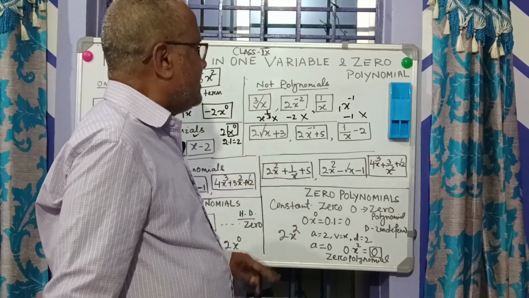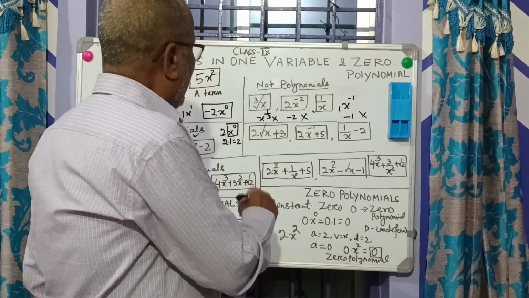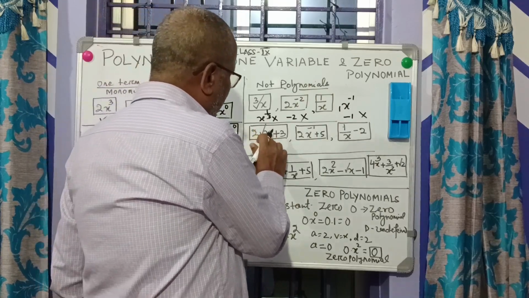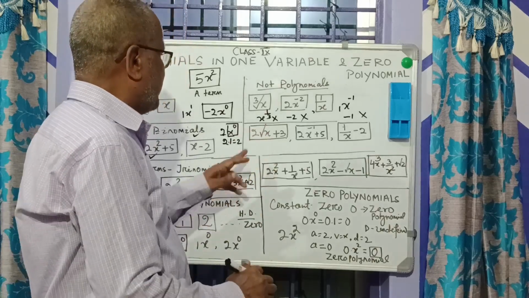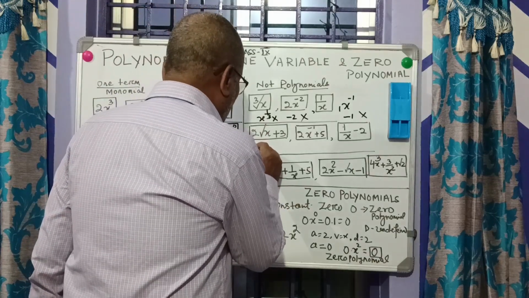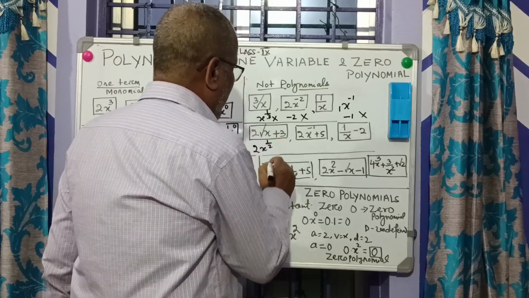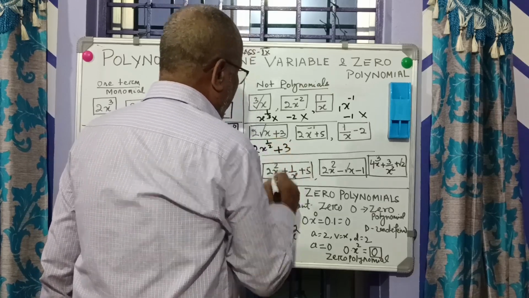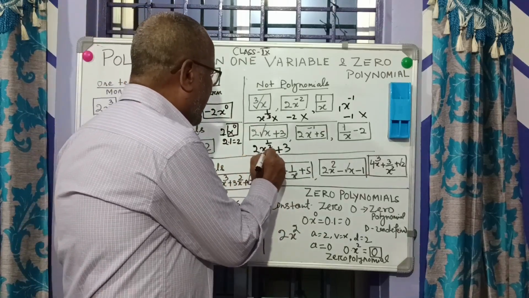Now look at the second row, the right side. 2 root x plus 3. Is it a polynomial? Let us check. We can write 2 x power half, 1 by 2, plus 3. Now see, the first term is not a polynomial. Why?